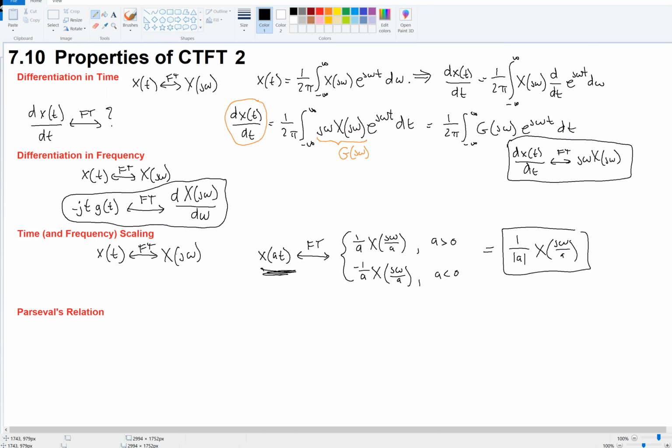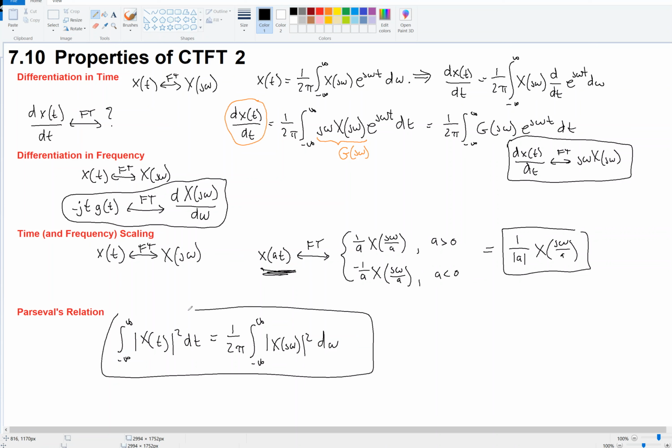Anyway, moving on. Parseval's relation: I'm just going to give you the result, and I want to comment on the intuition behind it. Parseval's relation says the following. If I take the square of the absolute value of a signal and integrate it over all time, that's equivalent to 1 over 2 pi times the integral of the squared absolute value of its Fourier transform, like this. This is the relation, and the interpretation is as follows.